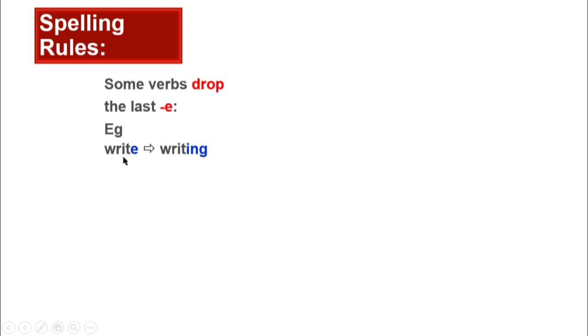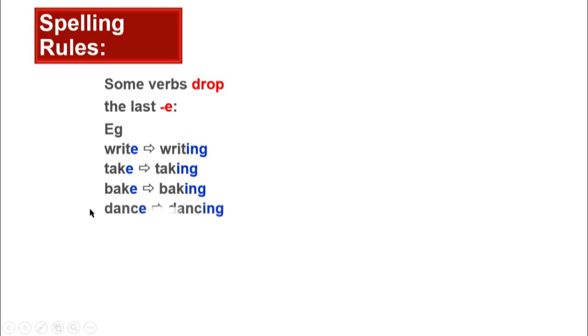Let's see some examples. Write, here the verb ends with e, so I have to drop it and add ing. Another one, take. I have to drop e, then add ing. I can't add ing at the same time as e, so I have to drop it. The third example, bake. Bake ends with e. I have to drop it, then add ing. Dance, drop e. Add ing after dropping e.